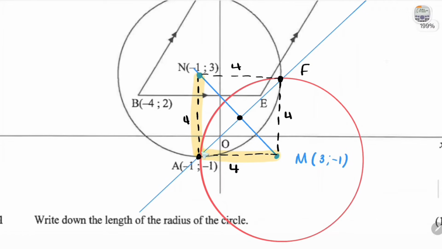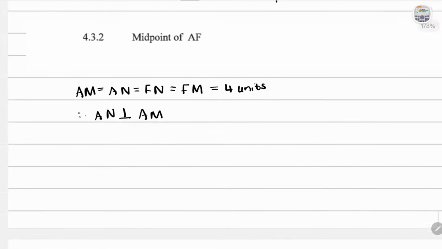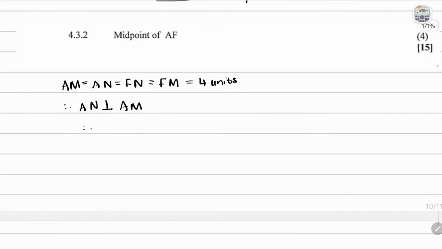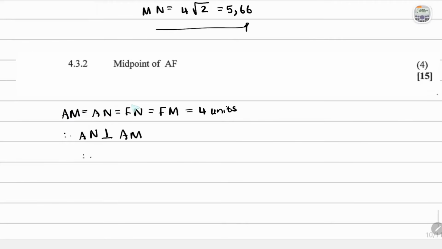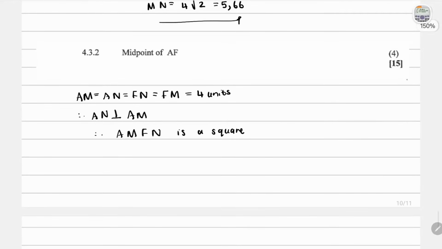So the length we're focusing on is AN equals NF equals FM equals AM. They are all equal, and they are exactly equal to 4 units. And we know that AN is perpendicular to AM. So that makes the shape a square, which is AMFN. And since we know that it's a square, we know that the diagonals would intersect at the same point.